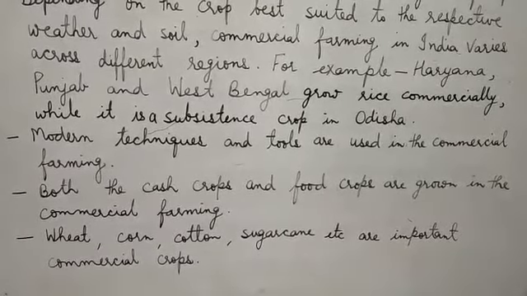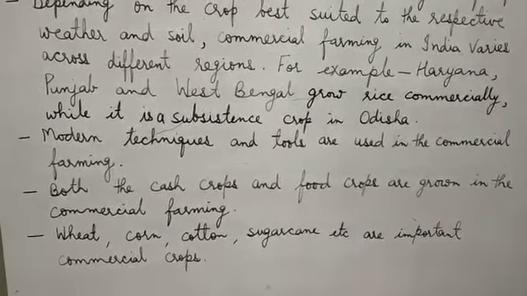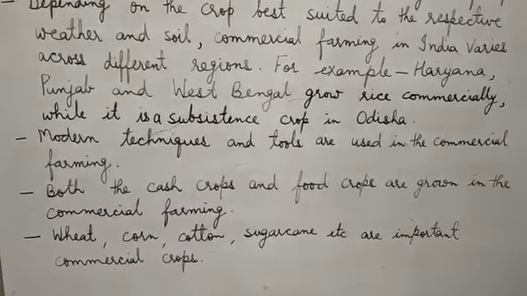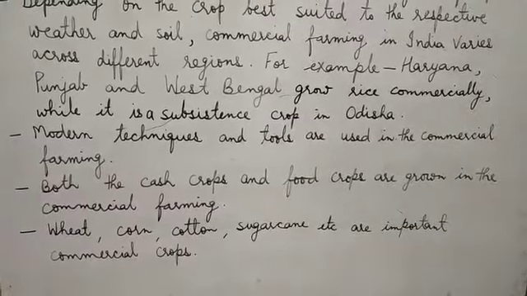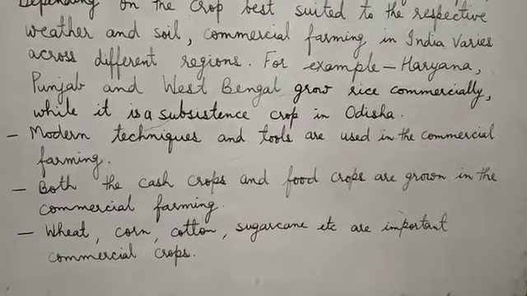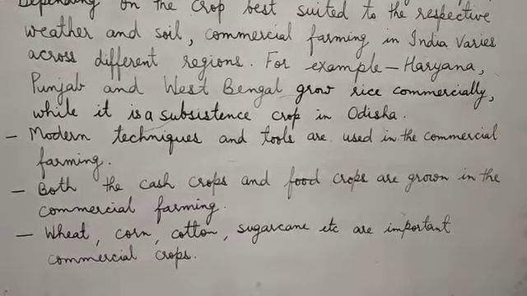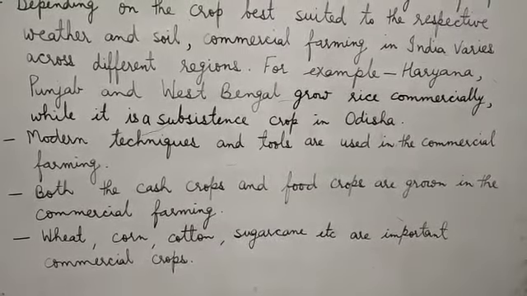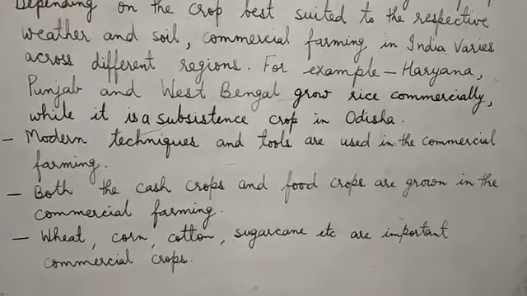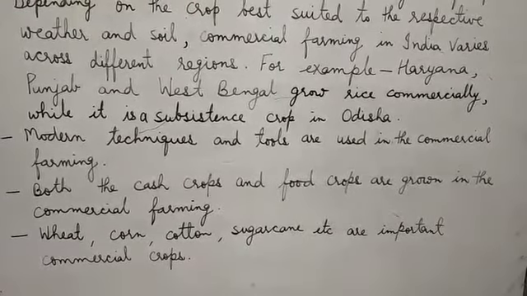So students, this is the end of today's class. Today we discussed the features of intensive subsistence farming and also the features of commercial farming. In the next class, we will discuss another type of commercial farming, that is plantation farming, or plantation agriculture, and also the cropping pattern in India. Thank you.